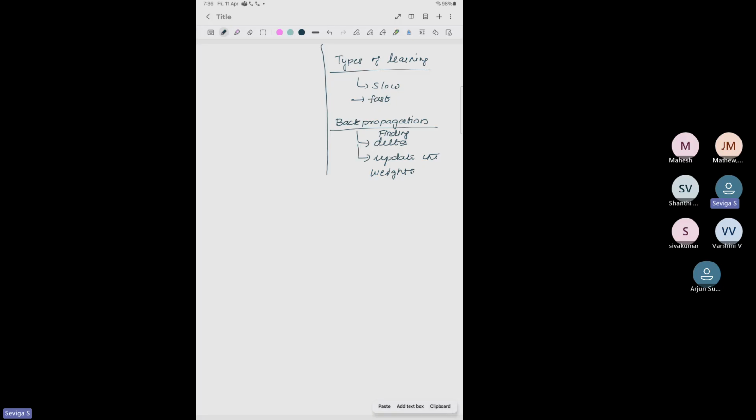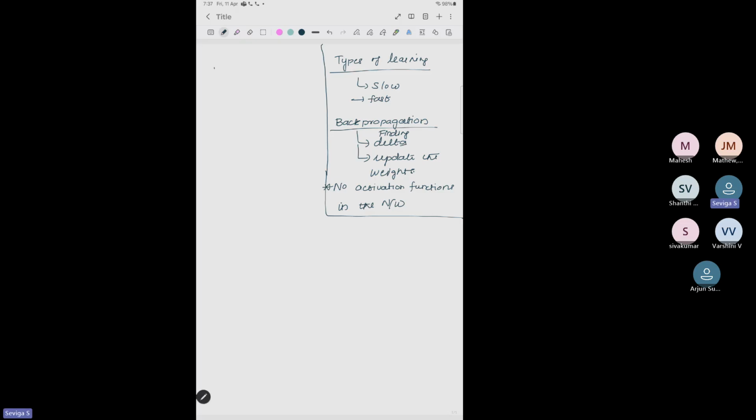So in today's class, we will continue with this. One more assumption which we made is that there are no activation functions for now. So this is the assumption which we are making. So now we will move on with the same concepts.